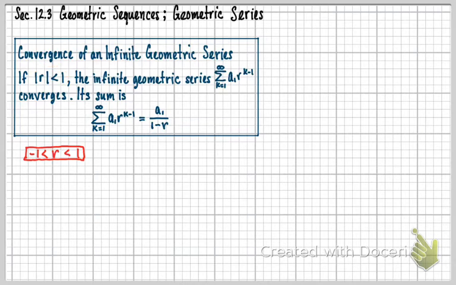So if the absolute value of r is less than 1, the infinite geometric series converges. So when this r is between, I should say, -1 and 1, that's probably a better way to say it. Okay, so anyways, now we're going to look at a sum that we already saw in the last video.